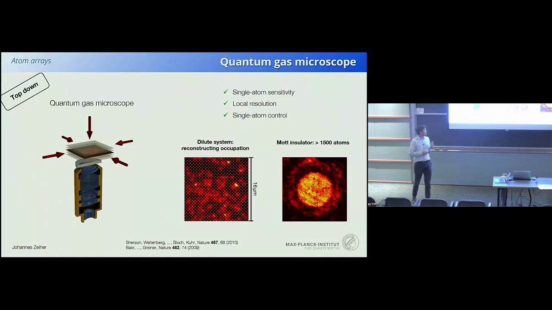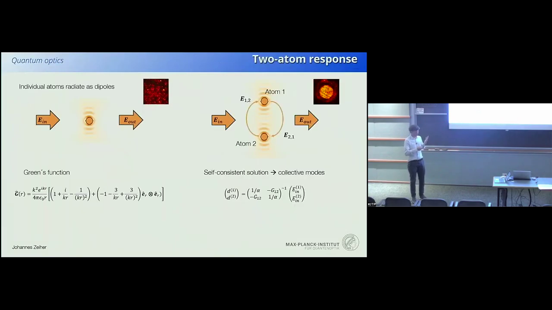All right, so let me start at the basics when talking about ordered atomic arrays. What's the idea of these ordered atomic arrays? Well, first of all, let's consider a single atom. Of course we know that when we drive a single atom, we induce a dipole. In this case we are assuming a weak drive, and the dipole will radiate.